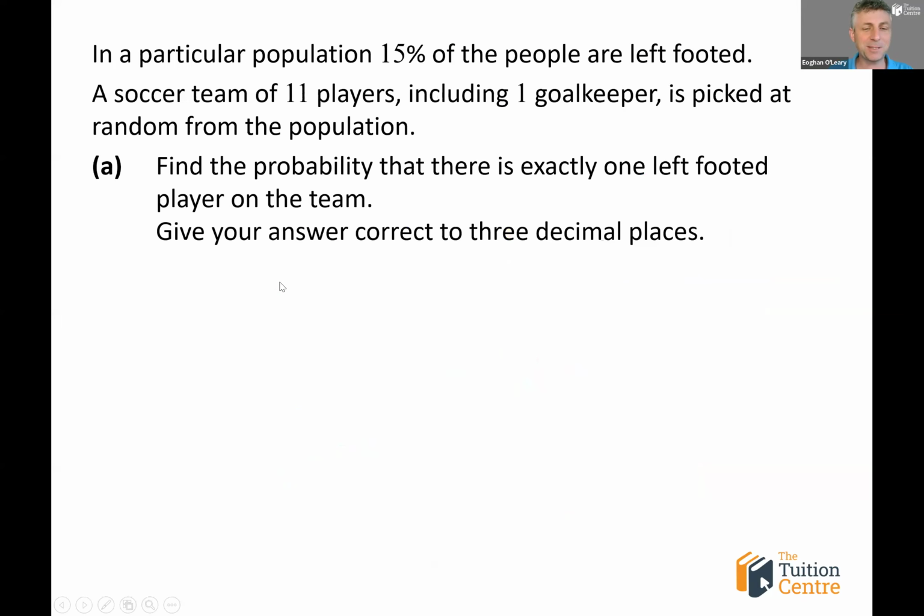That was the last question in 2021. This is the first question in 2021. In a particular population, 15% of the people are left-footed. A soccer team with 11 players, including the one goalkeeper, is picked at random from the population. Find the probability there's exactly one left-footed player on the team.